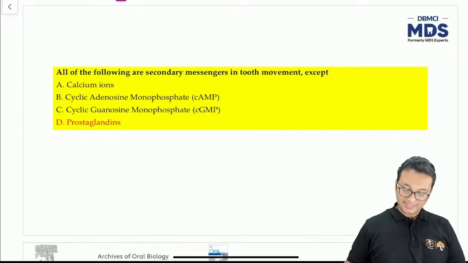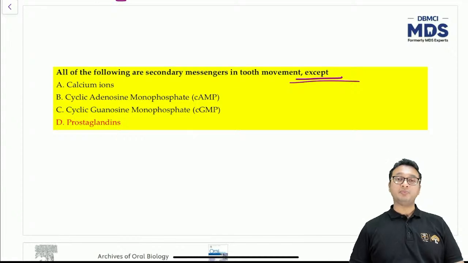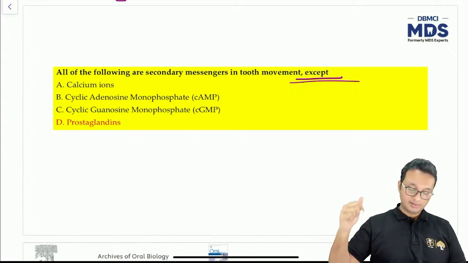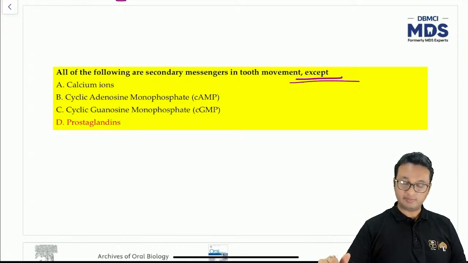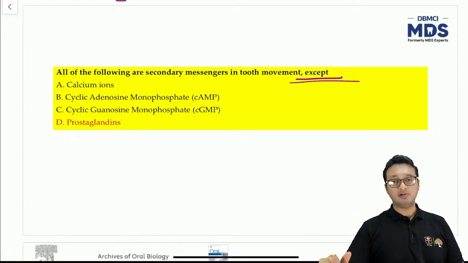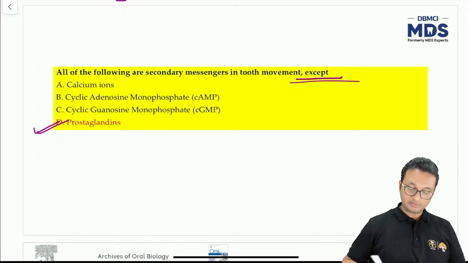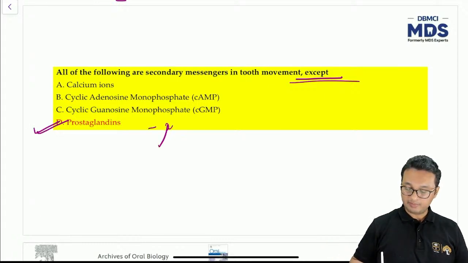All of the following are secondary messengers in tooth movement except, now the question is asking about the primary messenger. Calcium ions are secondary messengers. cAMP is definitely a secondary messenger. cGMP is also a secondary messenger, whereas prostaglandins are the primary messengers.